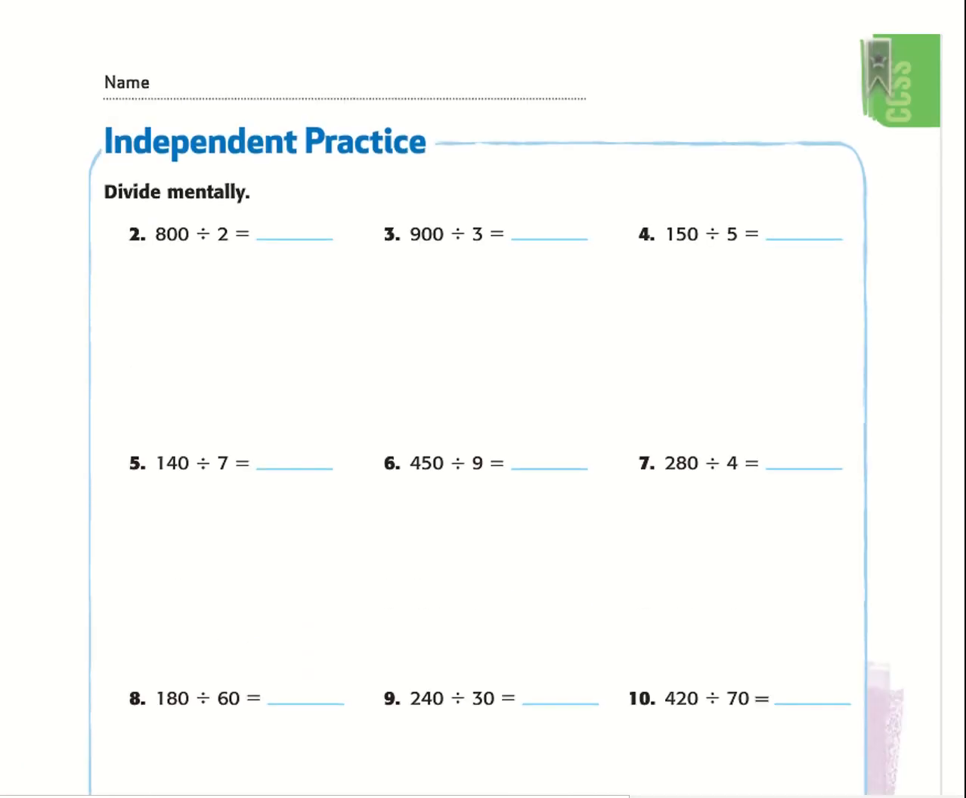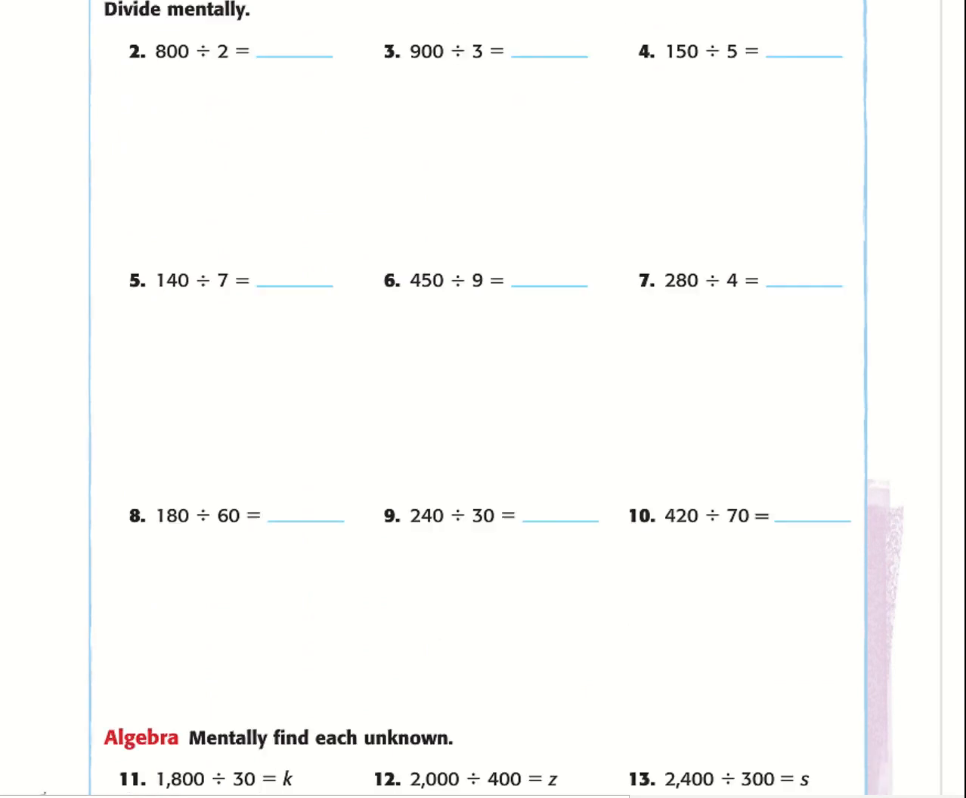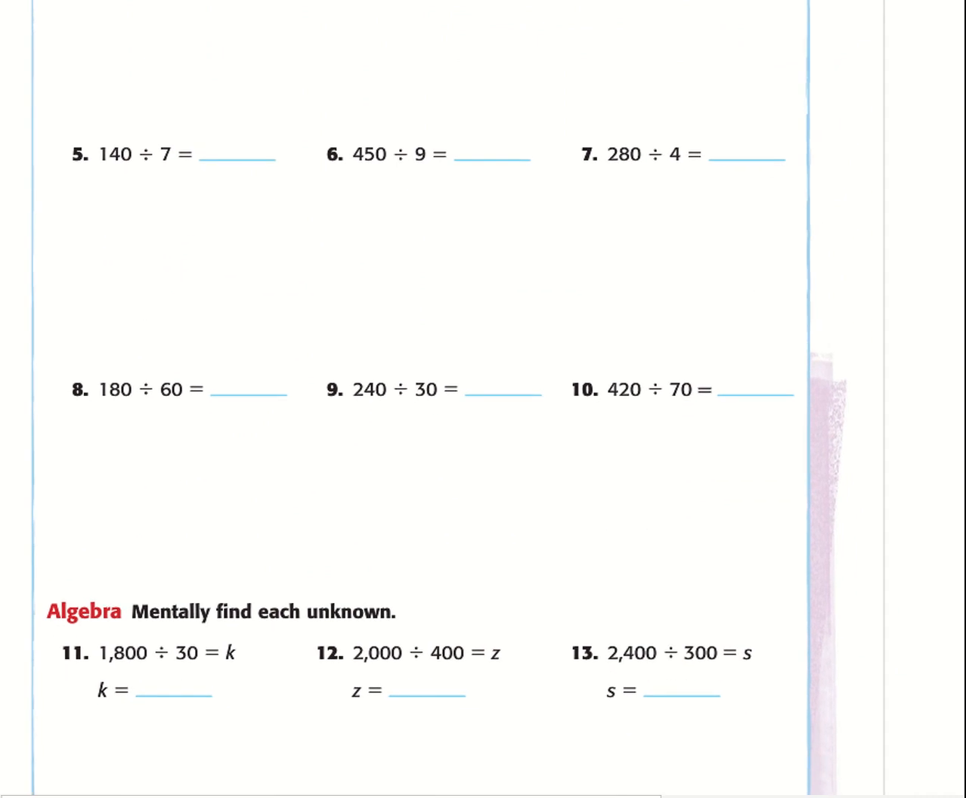Just remember on the homework, we have 800 divided by 2, 900 divided by 3. They're all multiples of 10. Especially for the ones down here, remember that both the dividend and divisor end in zeros, so those are going to cancel out. That helps you because there are zeros on both sides.